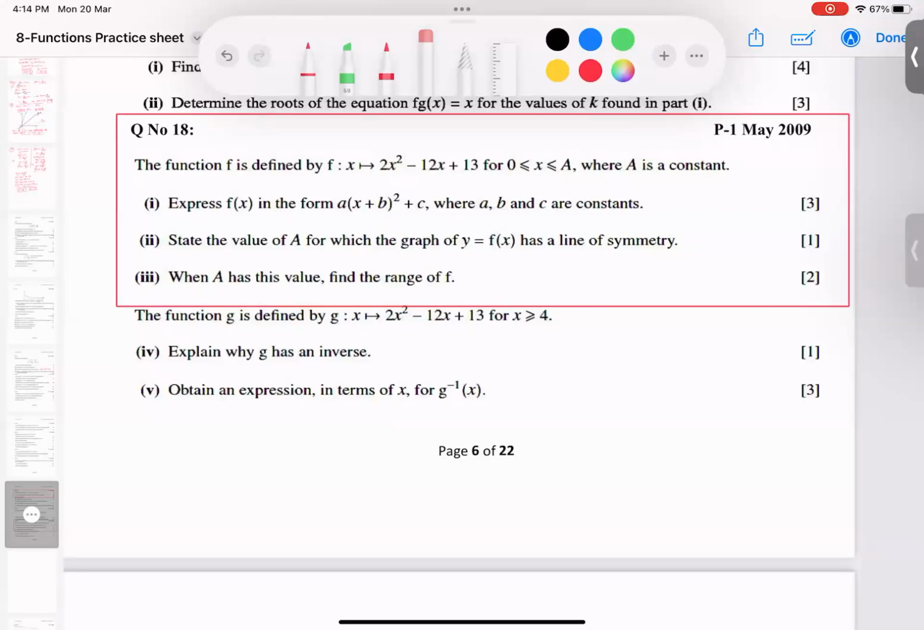Bismillah ar-Rahman ar-Rahim. This is lecture number 2 on the topic of functions. Okay. And this question I'm going to do now. All of you get ready.